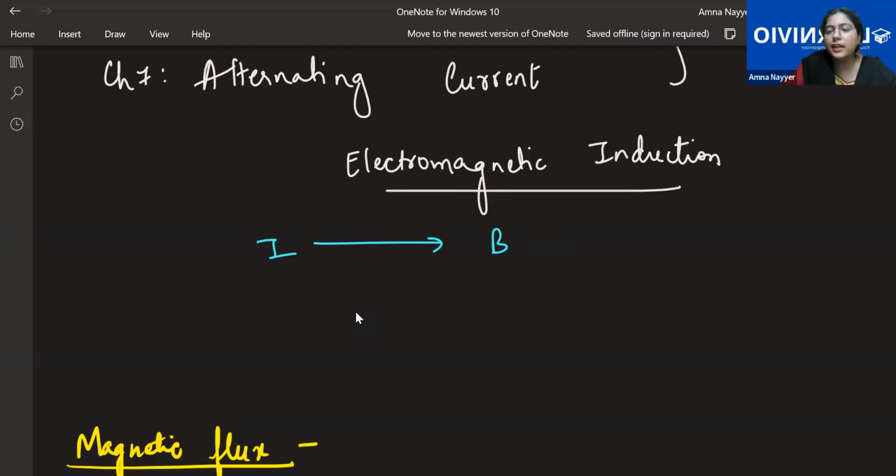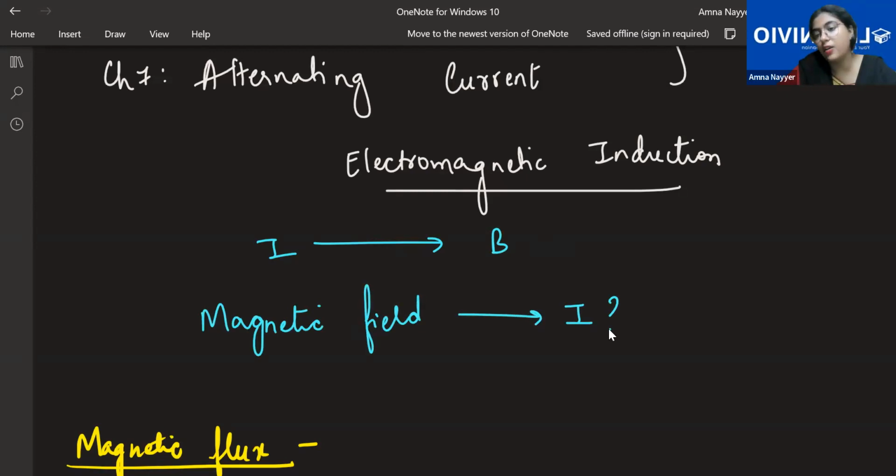Now, electromagnetic induction deals with the reverse. If you have a magnetic field, will it give rise to the current or not? Current carrying wire will definitely give rise to the magnetic field, but will the magnetic field give rise to current? So this was answered by Faraday and his experiments. Answer was yes, magnetic field will also give rise to current.